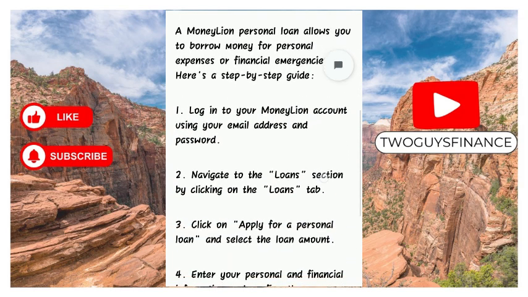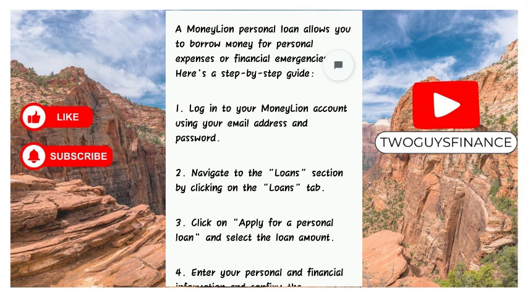First thing you got to do is to log into your Moneylion account using your email address and your password. And then once you're logged in, you want to navigate to the loans section by clicking on the loans tab. Next, you want to click on apply for a personal loan, and then now you got to select the loan amount. Of course, that's up to as much as Moneylion allows you to take or request.